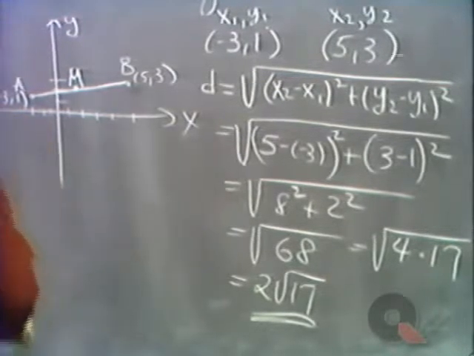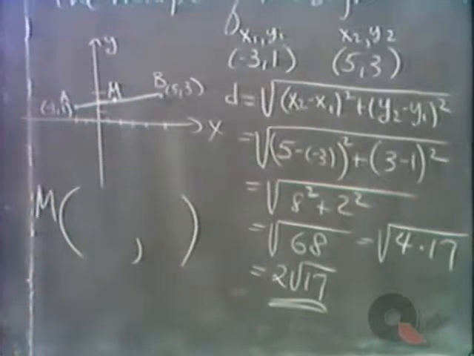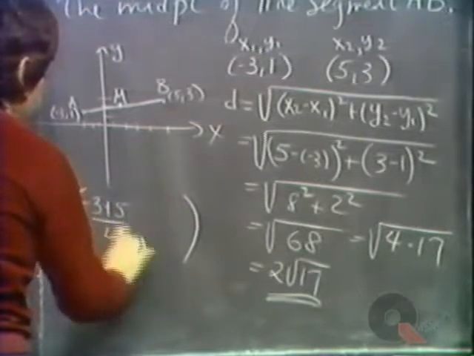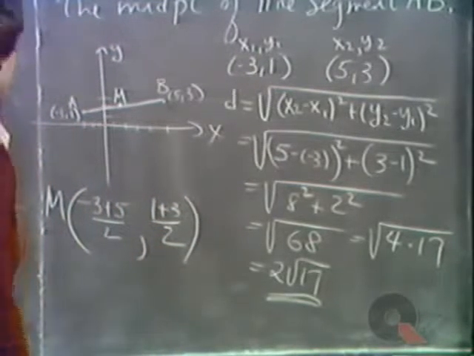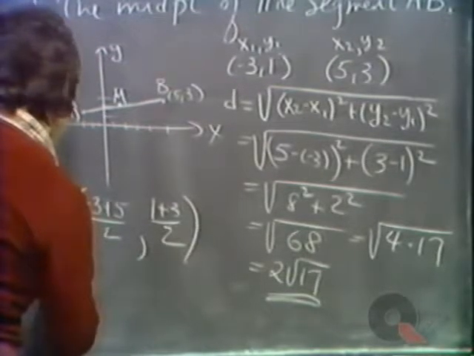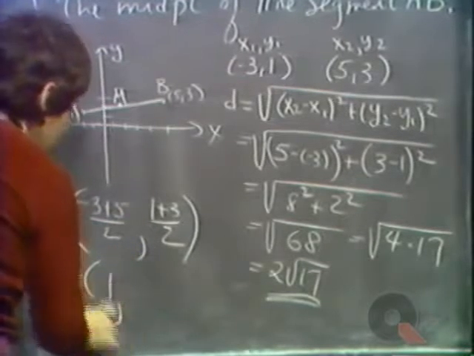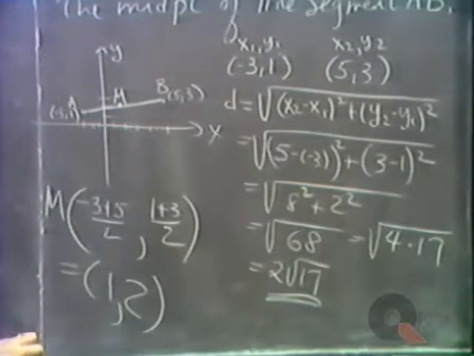We can also find the coordinates of the midpoint. They are found by adding up the coordinates of the endpoints and dividing by 2. So it's -3 plus 5 divided by 2, 1 plus 3 divided by 2. So we get, for this, -3 plus 5, that's 2 over 2, that's 1. 1 plus 3, 4 over 2, 2. 1 comma 2 for the coordinates of the midpoint of this line segment. Okay?